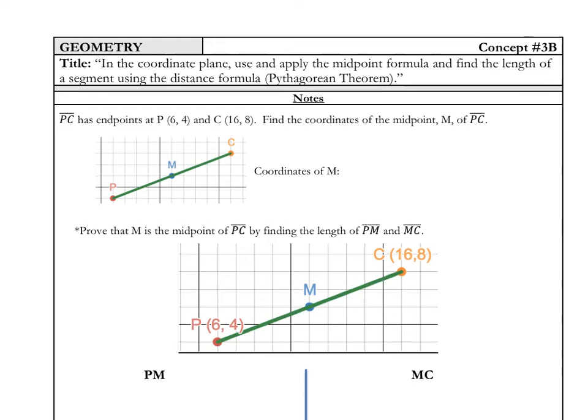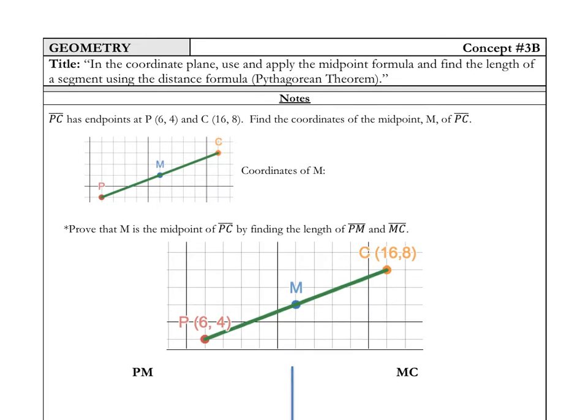Hello, and today we are talking about concept 3b, which is mainly distance between 2 points. We're going to talk about how to find distance two different ways, both using Pythagorean theorem and using the distance formula. But first, a quick recap.